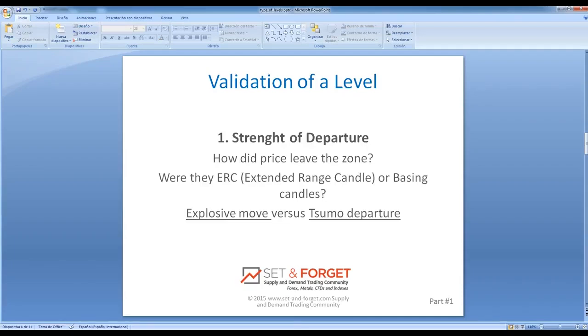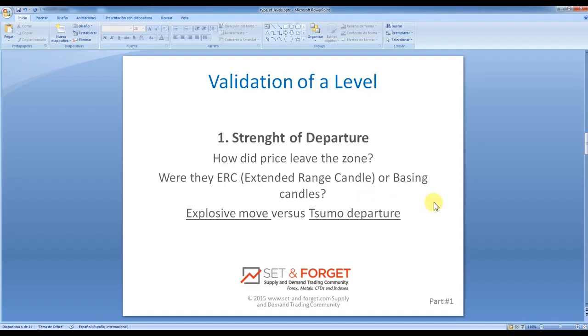Let's talk about validation of a level. There are certain parameters or variables that we need to take into consideration in order to assess the quality of a level, and they are many: the strength of departure, the number of retests of the level, the location of the level, if it is a location or momentum type of level, what it accomplished, the type of basing, wick or not wick, the type of departure, the bigger picture trend, and many of these variables we need to take into account every time we look at the chart.